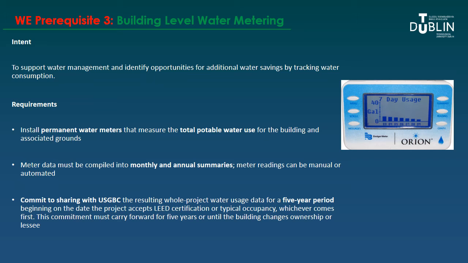either on the date the project accepts the LEED certification or gets it granted, or on the first day of typical occupancy or occupation of the building. So when it's pretty much operating as it will usually, so you can get an idea of the actual average water use, whichever of those comes first. And you need to commit to do that for 5 years or until the building changes ownership or lessee.